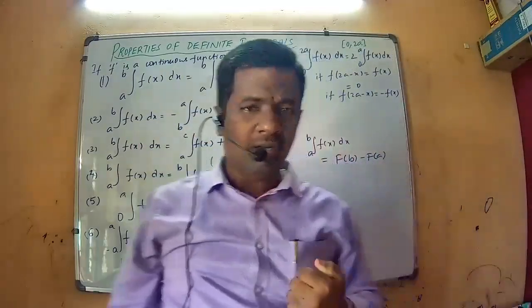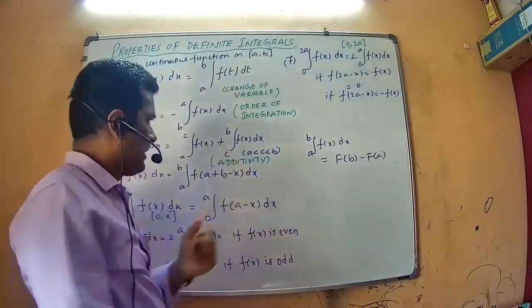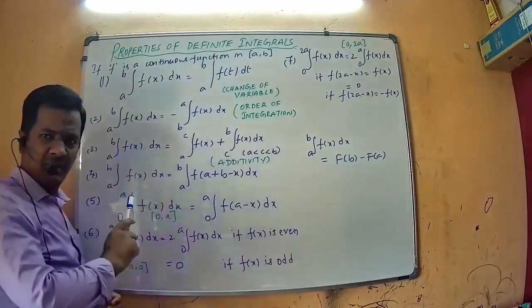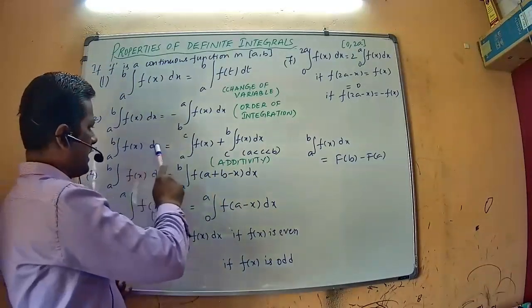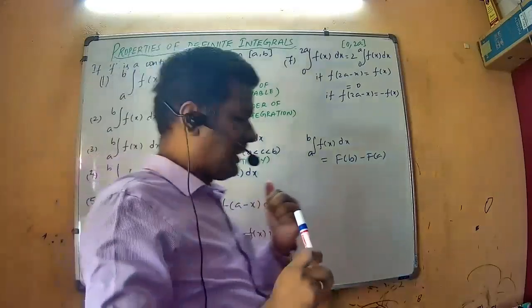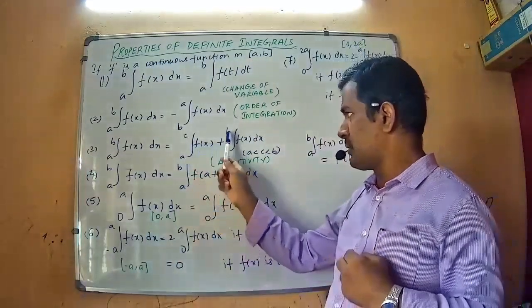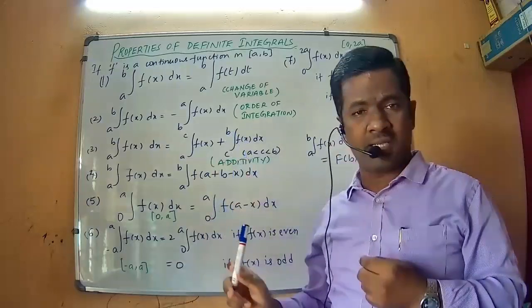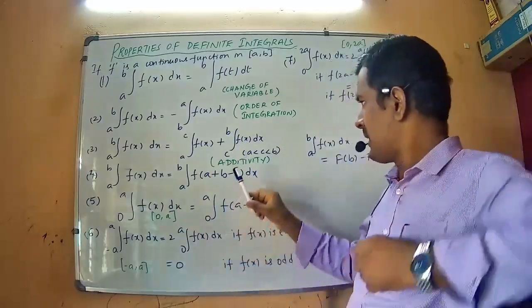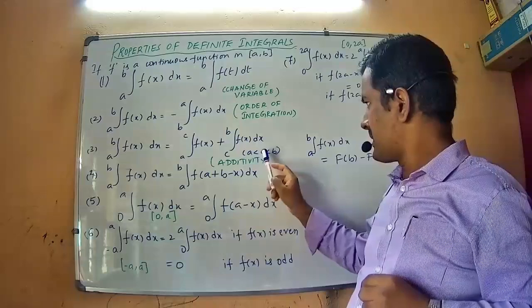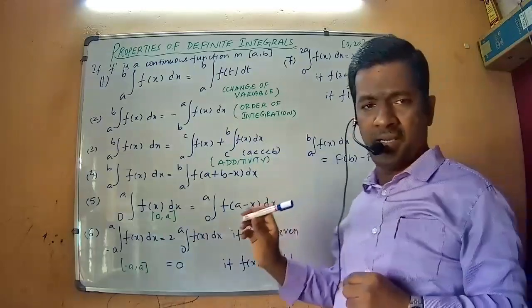Now, the third one is, we can break the integral. Integral from a to b of f of x dx is equal to the integral from a to c of f of x dx plus the integral from c to b of f of x dx. We can call this the additivity property. The condition is c should lie between a and b.